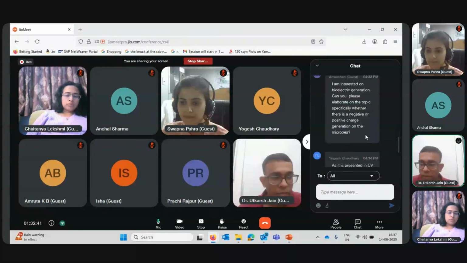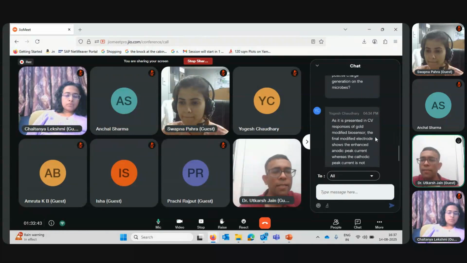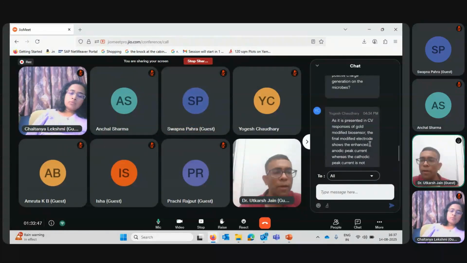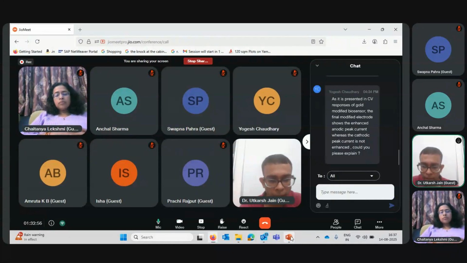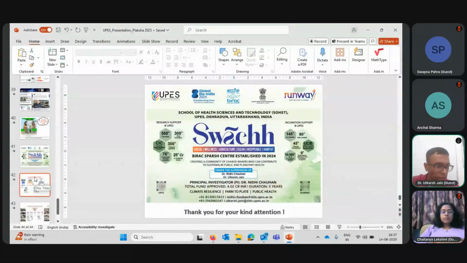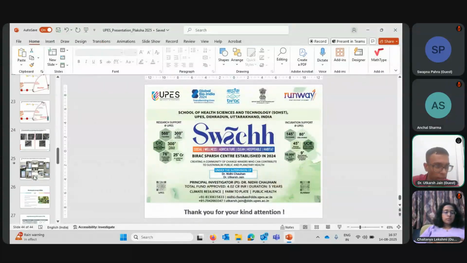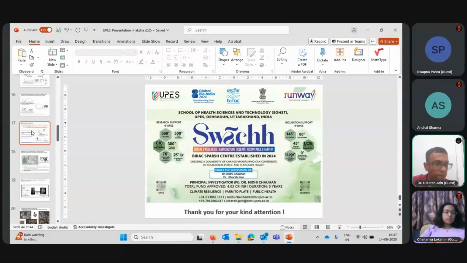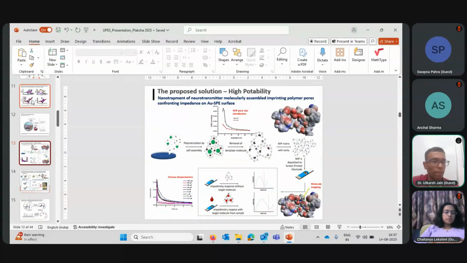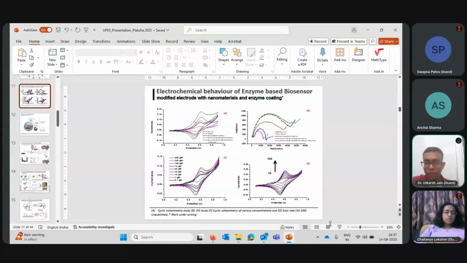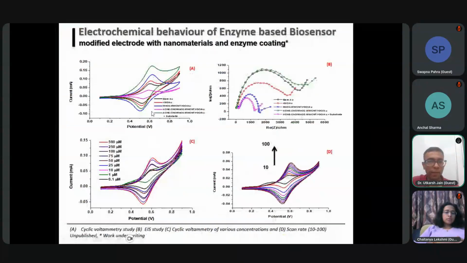So the next one is, as presented in the CV response of the gold modified biosensor, the final modified electrodes show the enhanced anodic peak current, whereas the cathodic peak current is not enhanced. Could you please explain this? So maybe I should check, which one is it? I guess it was in acetylcholine. Is it this one? I think.